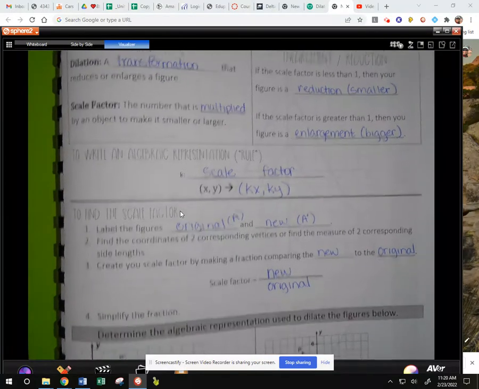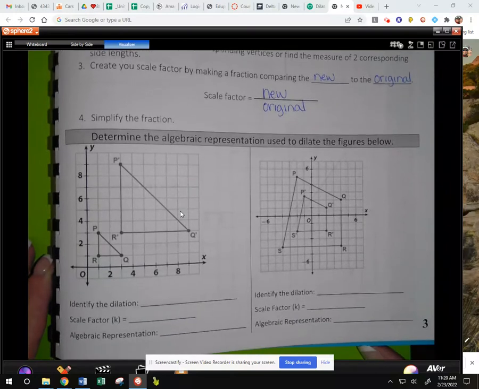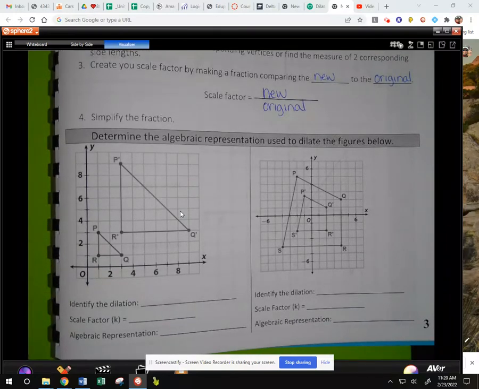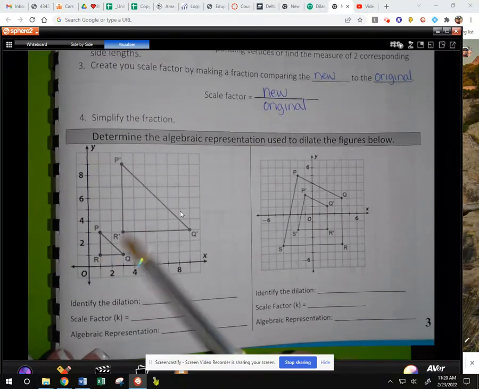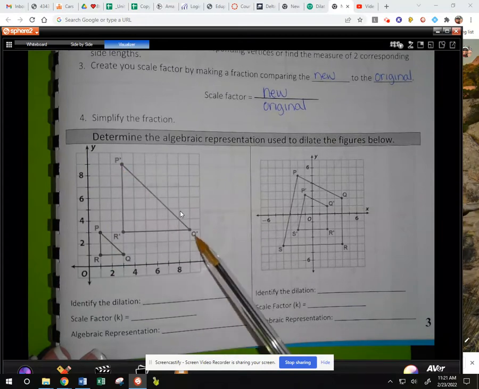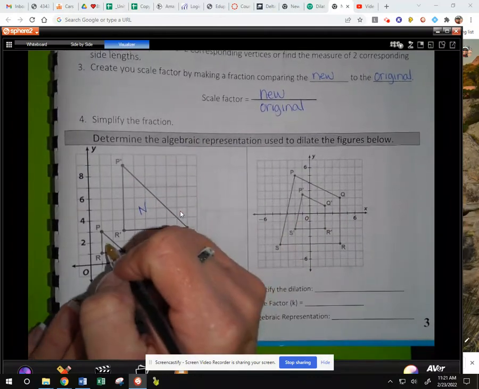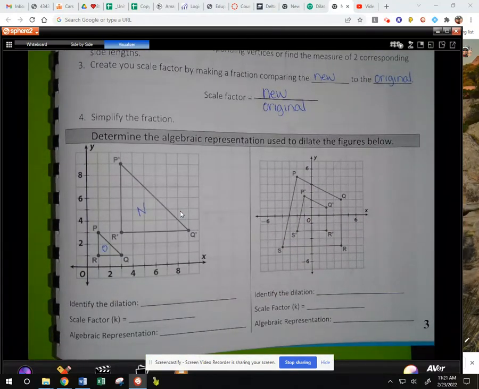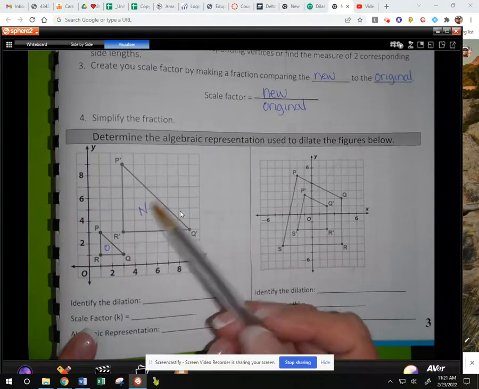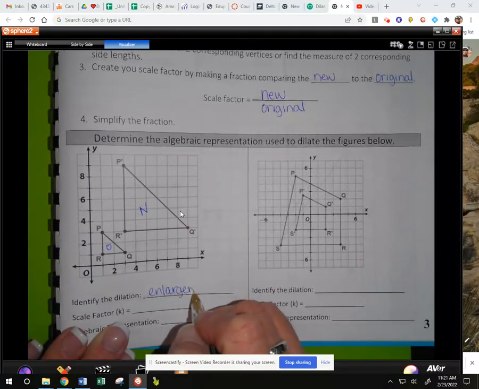Okay? All right, so let's determine the algebraic expression used to dilate the figures below. So let's look at the first one. The first thing we want to do is identify the type of dilation. Is it an enlargement or is it a reduction? So I'm going to look at my two triangles. I notice that this is PQR and this is P prime, Q prime, R prime. Anytime I say prime, this is my new. This is my original. So here, I know from my original to my new, it gets bigger. So this dilation is an enlargement.